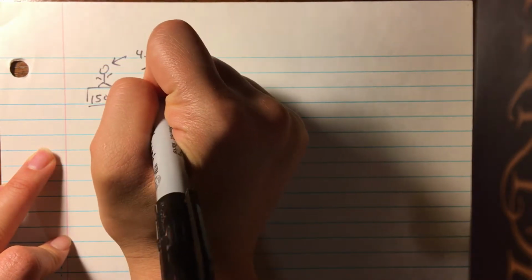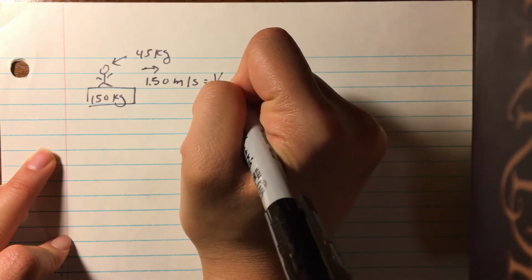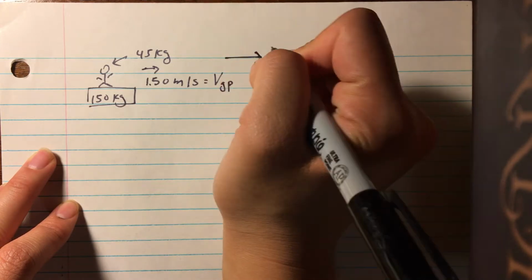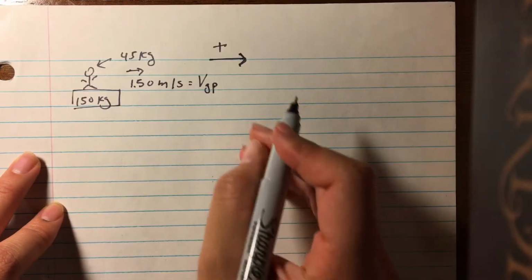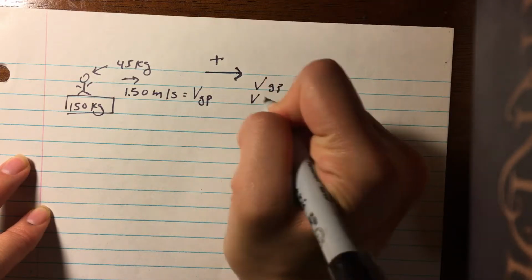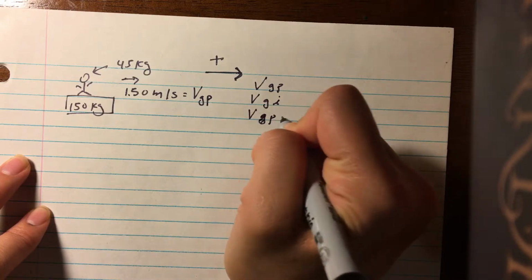The diagram you can draw is this: the plank is 150 kilograms. The girl is 45 kilograms, and she's going at 1.5 meters per second. This is the girl relative to the plank. And we'll just define the direction to the right as positive. In this problem, you have three variables: the velocity of the girl to the plank, the velocity of the girl to the ice, and the velocity of the plank to the ice.